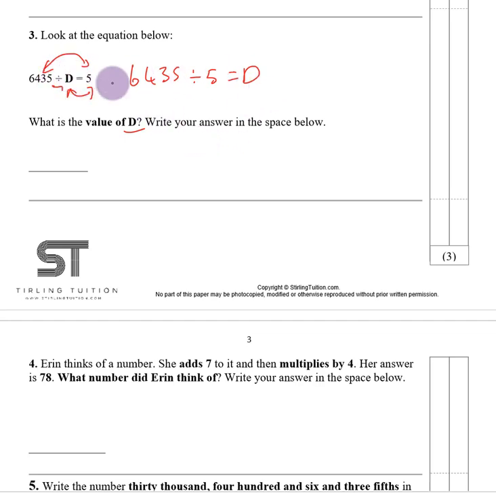So if we do that, 6,435 divided by 5, 5 into 6 goes once, carry 1, 5 into 14 twice, carry 4, 5 into 43 goes 8, carry the 3, 5 into 35 goes 7. And that will be the answer to what d is.